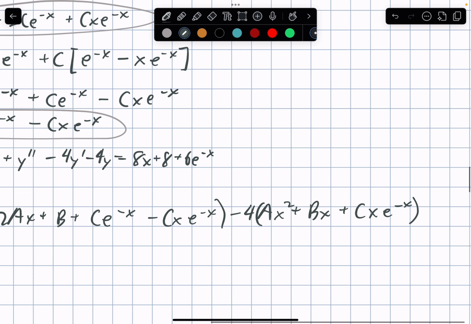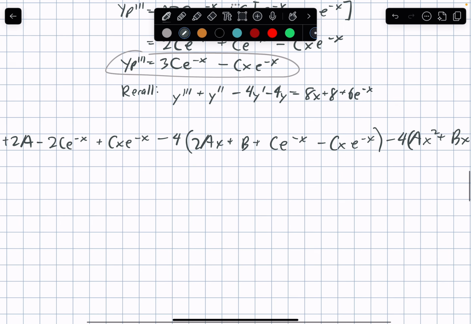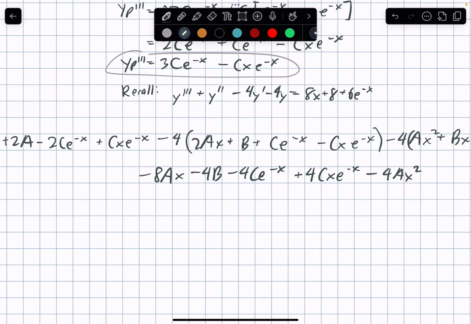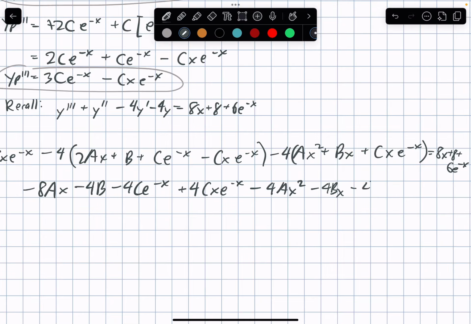What's the other side? Equal to 8x plus 8 plus 6e raised to negative x. We need to simplify this part. Negative 8ax minus 4b minus 4ce raised to negative x plus 4cxe raised to negative x minus 4ax squared minus 4bx minus 4cxe raised to negative x.